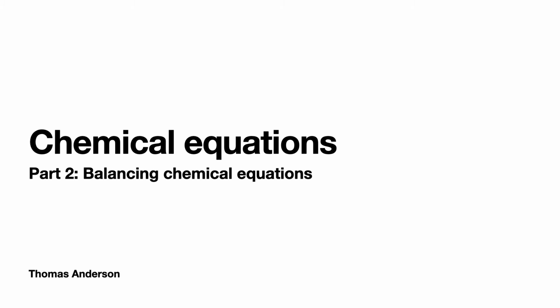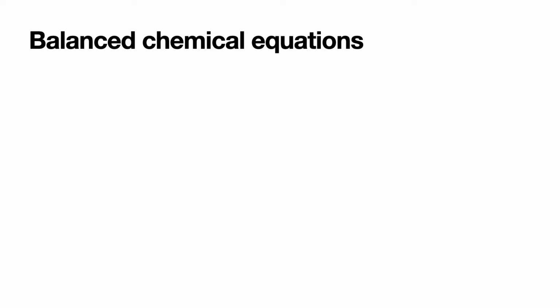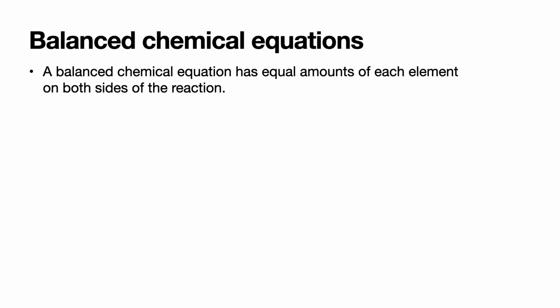Hi, we're going to continue our discussion of chemical equations by looking at the process of balancing chemical equations, which is a very important thing for students of chemistry to be able to do. First, a quick recap. What do we mean by a balanced chemical equation? A balanced chemical equation has equal amounts of each element on both sides of the reaction.